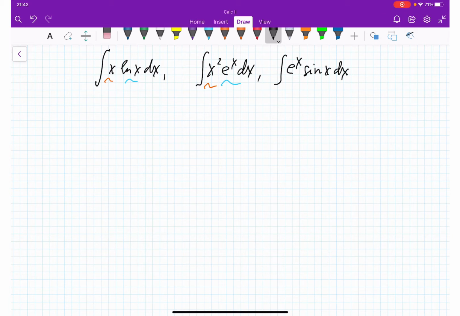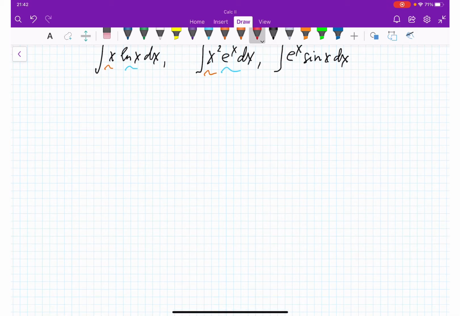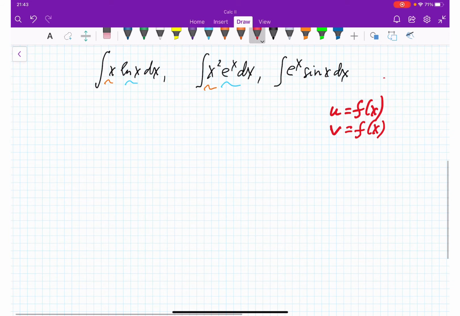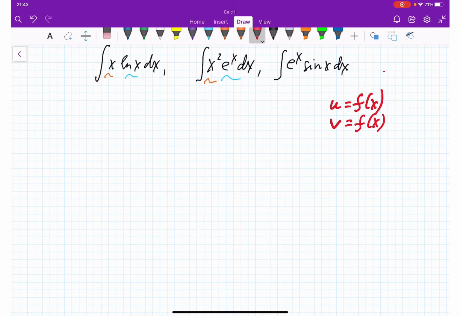So integration by parts says, if u and v are functions of x, and they have continuous derivatives also, then we can say that integral u dv is equal to uv minus integral v du.